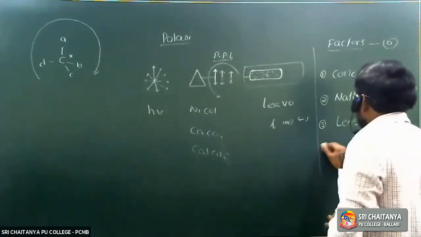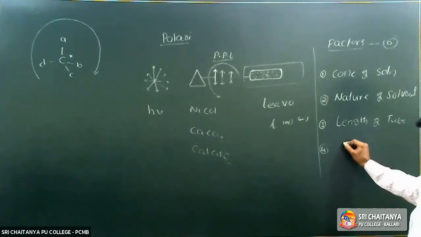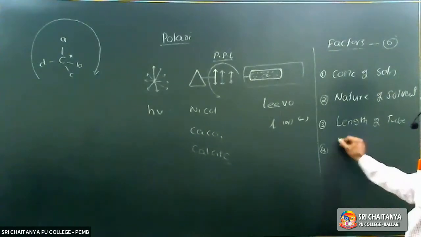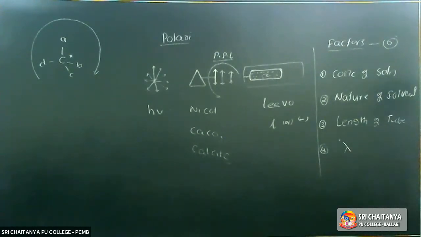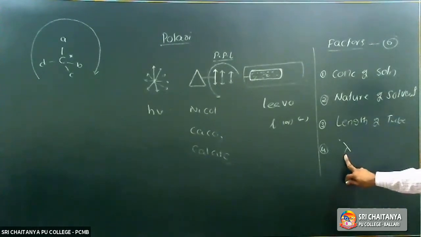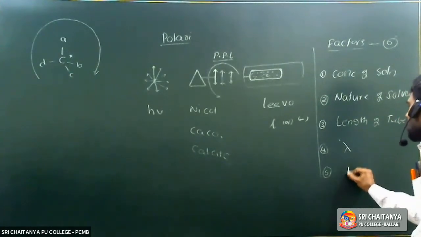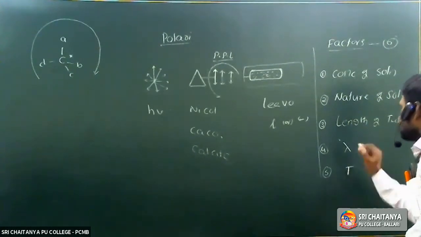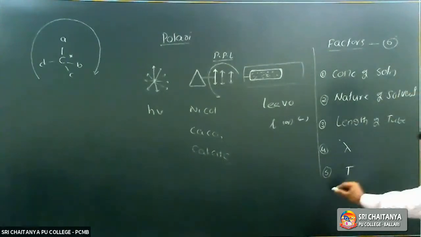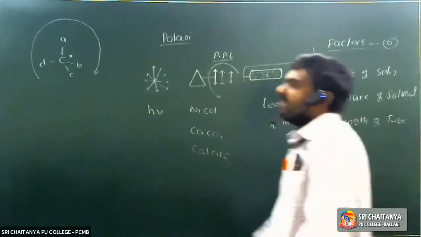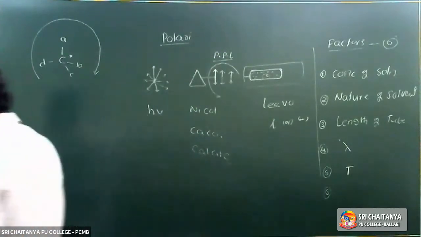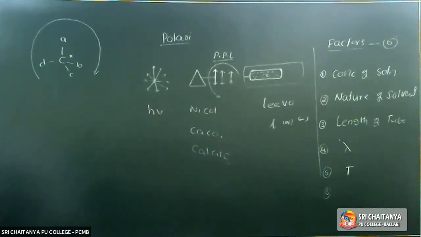Fourth, it depends on the wavelength, lambda, of the incident radiation. Fifth, it depends on temperature. Sixth, it depends on the nature of the substance. These are the factors that influence the rotation of plane polarized light.